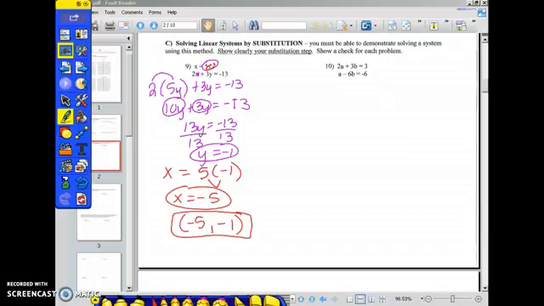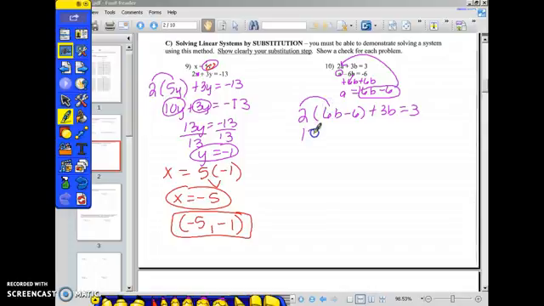Number 10. I need to get a variable by itself because I do not have that. I always pick the variable that has a coefficient of 1 or negative 1. So I'm going to isolate a. In order to do that, I add 6b to both sides. Those cancel out. a equals 6b minus 6. So I'm going to plug this in for a in the other equation. 2a, which is 6b minus 6, plus 3b equals 3.